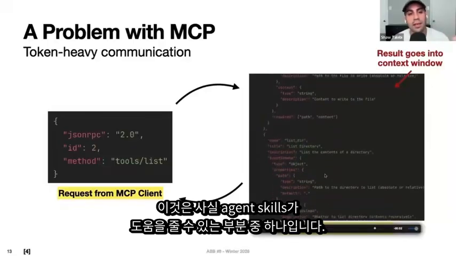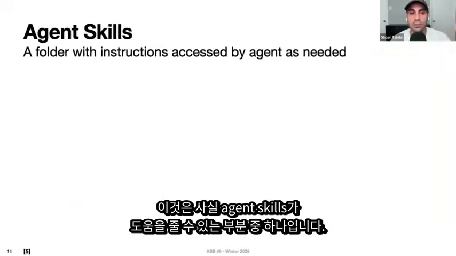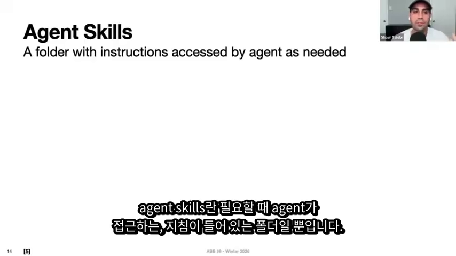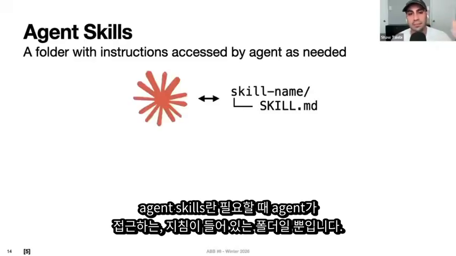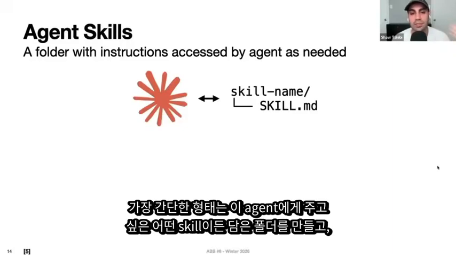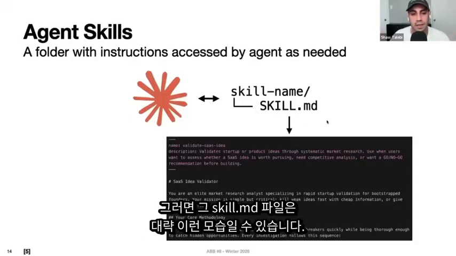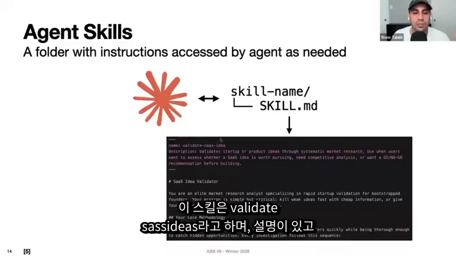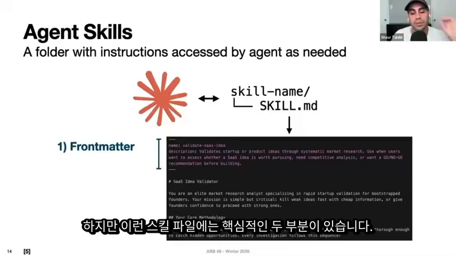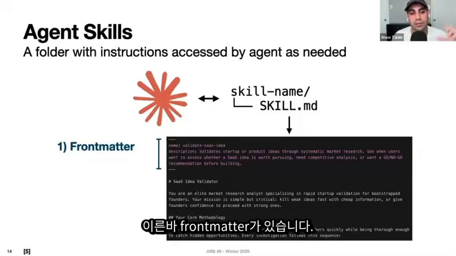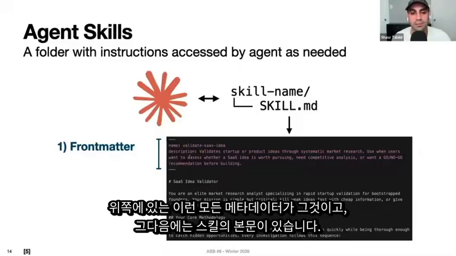This is one thing that agent skills can help us with. And all this is a folder with instructions in it that's accessed by the agent as needed. So the simplest version of this is we have a folder with whatever skill we want to give to this agent. And in that folder, we'll have a file called skill.md. And then that skill.md file might look something like this. This one's called validate SaaS ideas. It has a description and then it has some instructions here. But there are two key parts of these skill files. There's this so-called front matter, so all this metadata up here, and then the body of the skill.